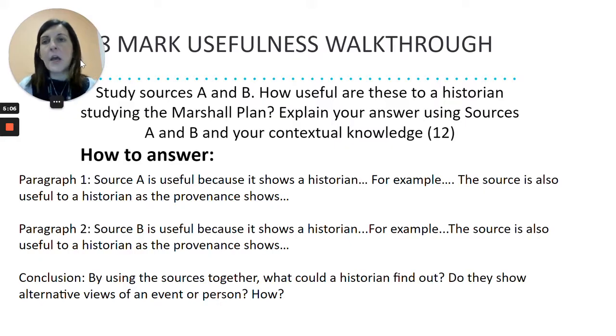Do they show alternative views of the same event? Do they show different views of the same person in history? How do they differ? Both of those sources taken together, what do they tell the historian?